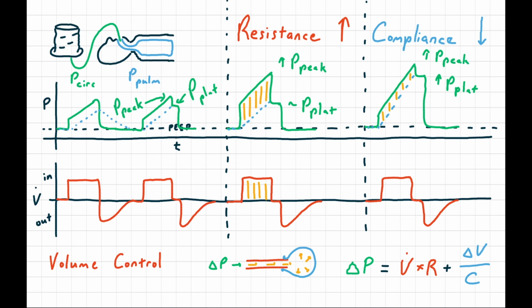So one more time, if peak pressure is high, but plateau pressure is normal, that indicates a resistance problem. If peak pressure is high and plateau pressure is also high, then you have a compliance problem.